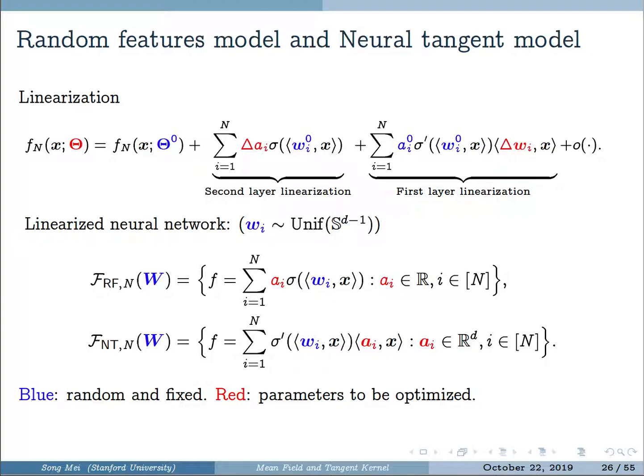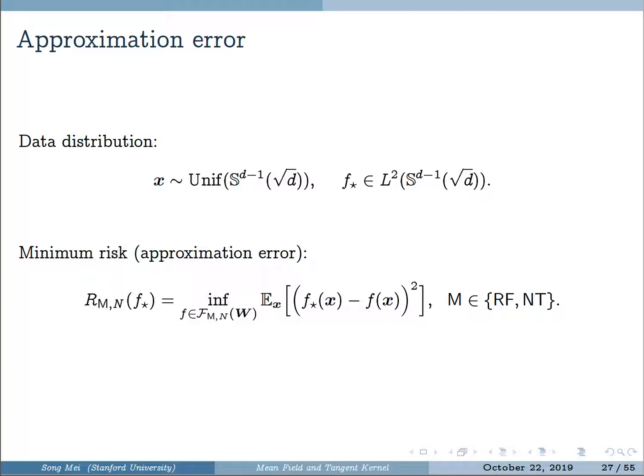And we will consider the approximation error of this function class to approximate a function in L2 space. And we define the approximation error, which is the infimum over functions in this function class with n neurons. And the infimum is with respect to the function, and the quantity we minimize is the expectation of the square loss between the ground truth function f star and the function in this function class.